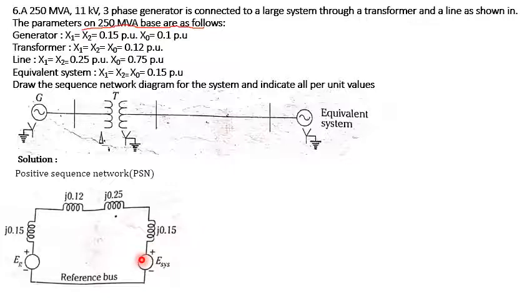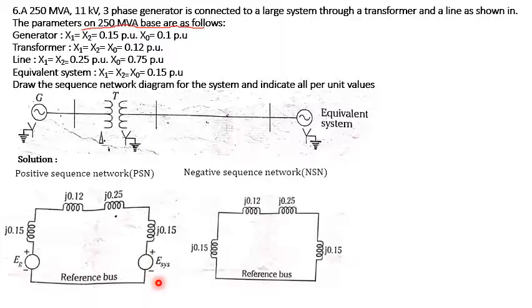The negative sequence network looks like the positive sequence network, but we need to consider that the source of EMF is short circuited. For all the components the positive sequence reactance is the same as the negative sequence, so you can draw it with the source of EMF short circuited.